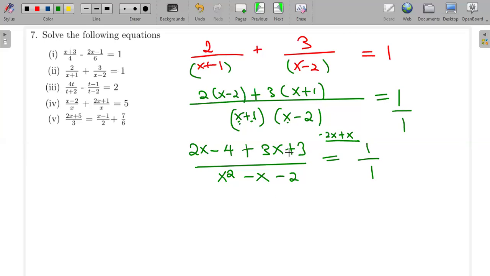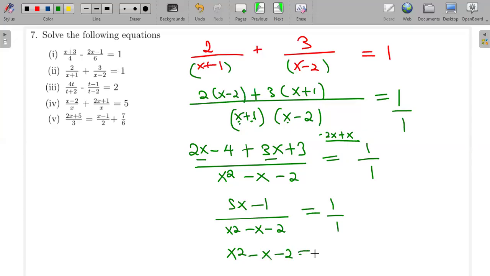Okay, so on top there, like terms together. So 2x plus 3x, I get 5x. Minus 4 plus 3, I get minus 1, over x squared minus x minus 2 is equal to 1 over 1. So cross multiply, I have x squared minus x minus 2 is equal to 5x minus 1.